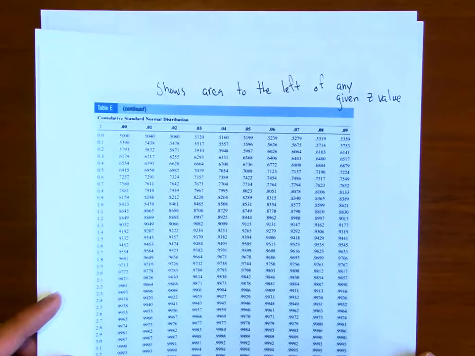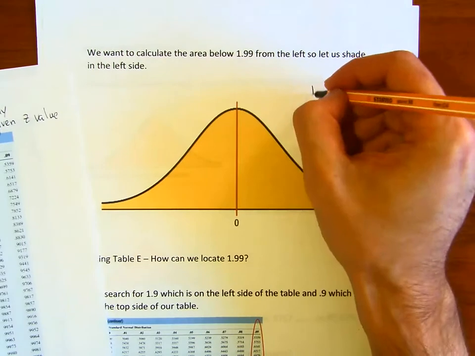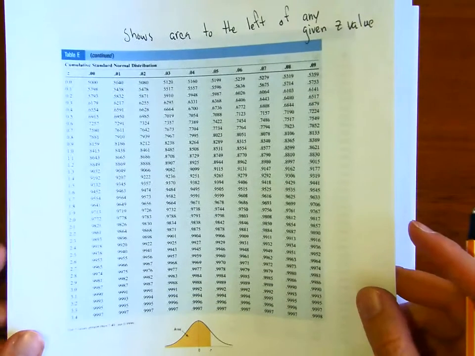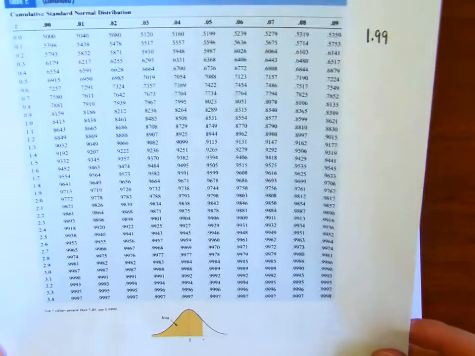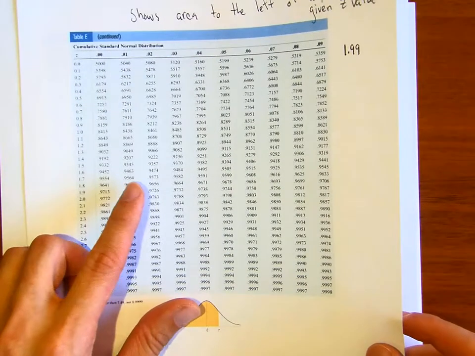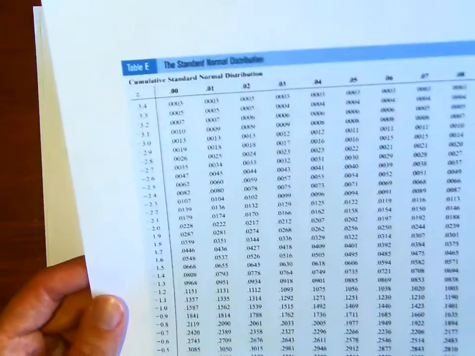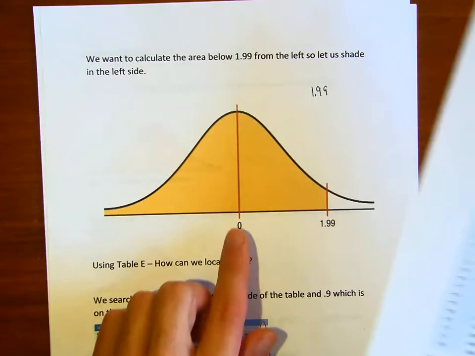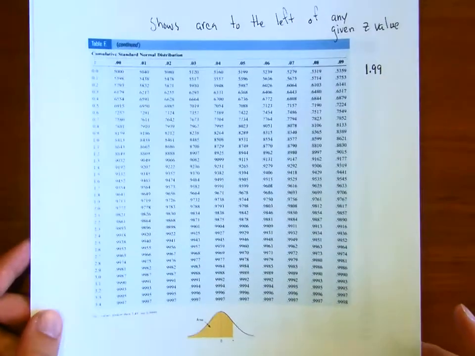So for example, our z value that we're trying to find the area to the left of is 1.99. If we look within these 2 charts, we can locate 1.99. One of the sheets has positive values, and these positive values represent the z values to the right of 0. Within the negative z values, these are the z values to the left of 0. Notice that this 1.99 is positive.